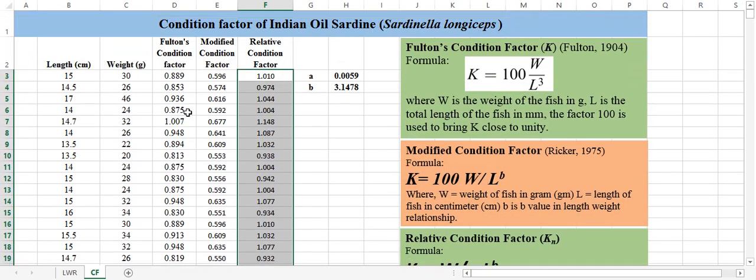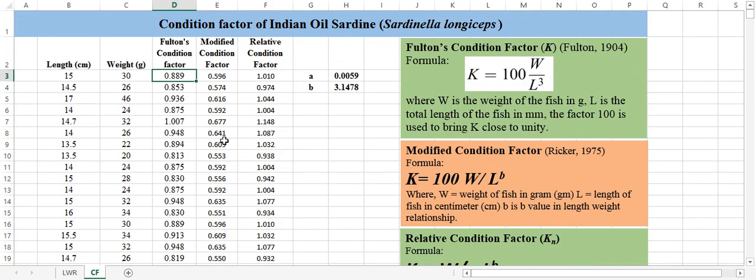The interpretation of this result is that if the condition factor is more than 0.5 and close to 1, that is a very good condition of the species. Here we can see that the condition of all the sardines, Sardinella longiceps, in the sample is almost very good. The Fulton condition factor is close to 0.8, close to 1, so 0.8, 0.91. So it's very good.